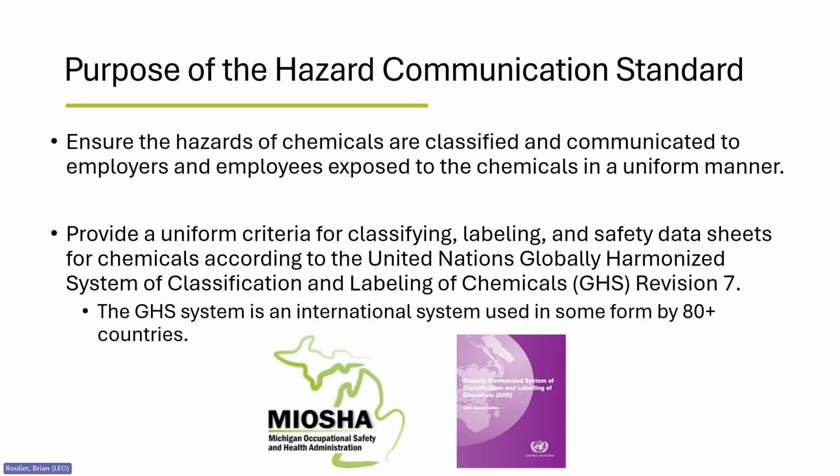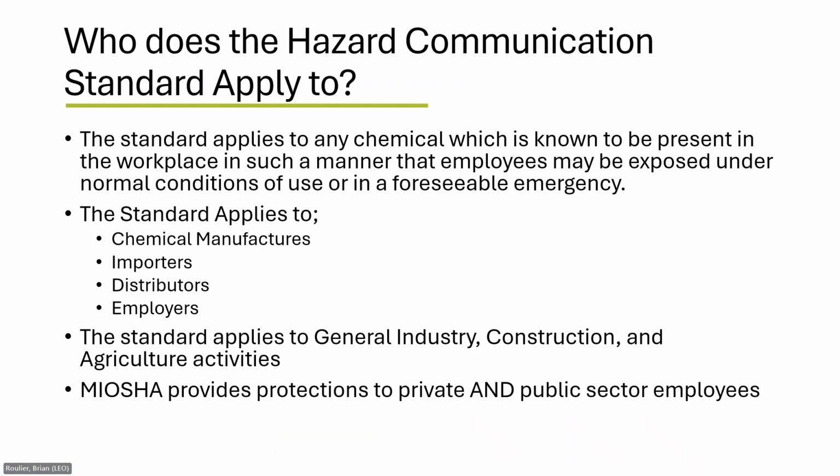The purpose of the Hazard Communication Standard is to facilitate a uniform method for classifying the hazards of chemicals and provide that information to the end user to ensure worker safety. The Hazard Communication Standard uses the Globally Harmonized System, GHS, to develop a uniform framework for the classification of chemicals and development of labels and safety data sheets which convey chemical hazards. The GHS system is an international system used by more than 80 countries and creates a common approach among trading partners. The recent updates improve the amount and quality of information available to the end users.